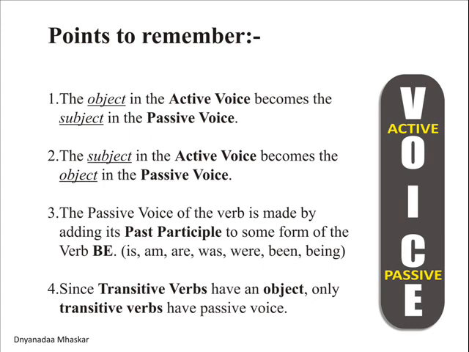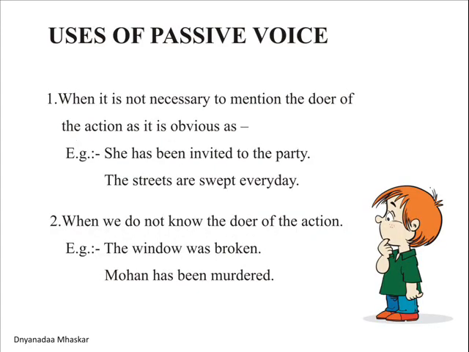Since transitive verbs have an object, only transitive verbs have passive voice. So again, you need to be thorough with your transitive and intransitive. That is again back to square one. That is, we need to be thorough in our verbs. Let us see the uses of passive voice. That is, where do we use passive voice?